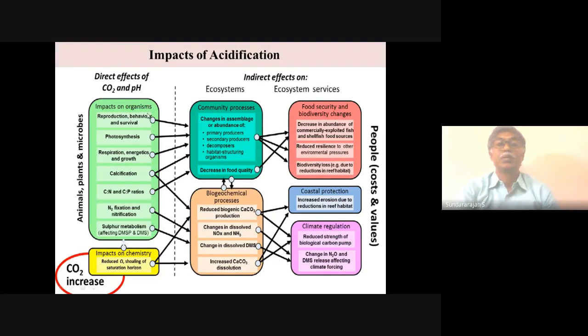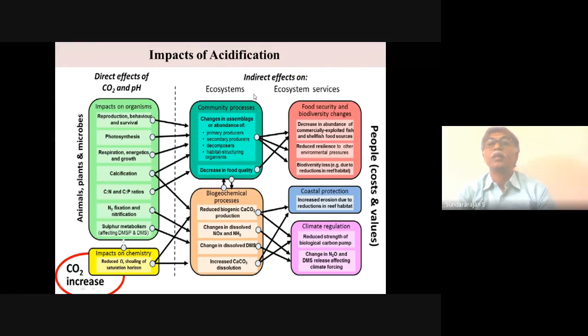So how does acidification affect organisms? Particularly the reproductive systems, behavioral changes, photosynthesis, calcification of shell-forming organisms, and respiration. Nutrients are the most important for photosynthesis and the growth of primary producers like phytoplankton. It also alters the carbon and nitrogen ratio and the carbon and phosphorus ratio. Nitrogen fixation is one of the important processes that is also directly affected. It can impact the chemistry variation, which I will explain to you.